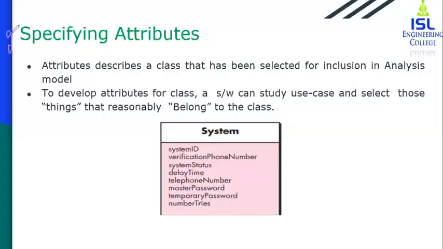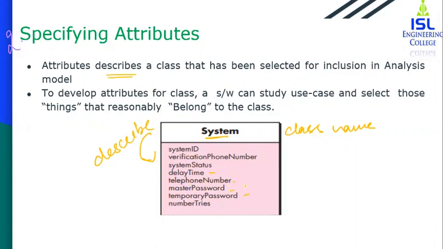Now, the second step was specifying the attributes. Attributes describe a specific class. For this particular example, the class name is system. Attributes are the things that describe your system. That is a specific ID, a specific serial number, a verification phone number, the status of the system, whether it is working or not, and any delay time, meaning within how much time it gives you the result. Then the telephone numbers, a master password, and a temporary password.